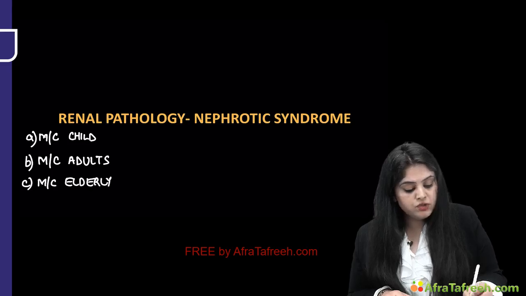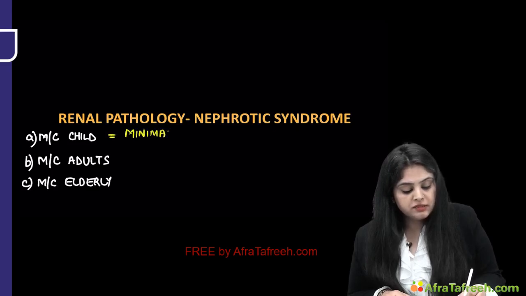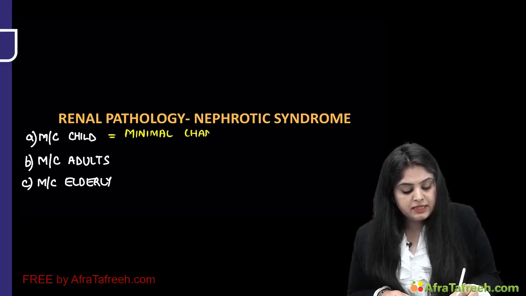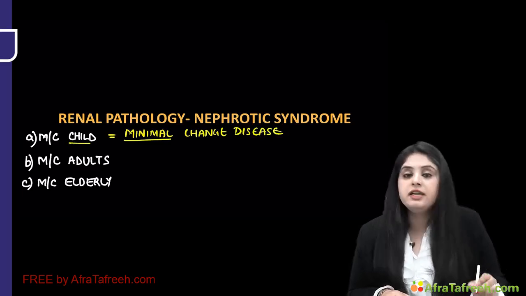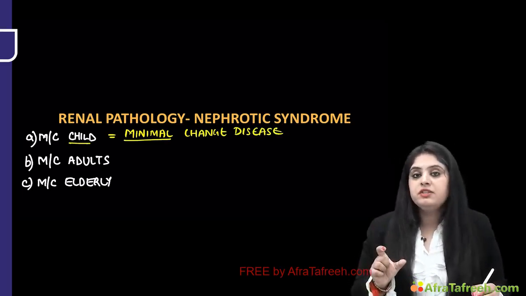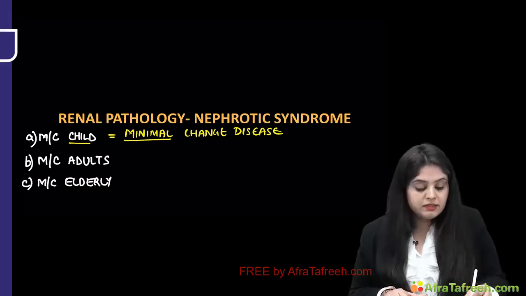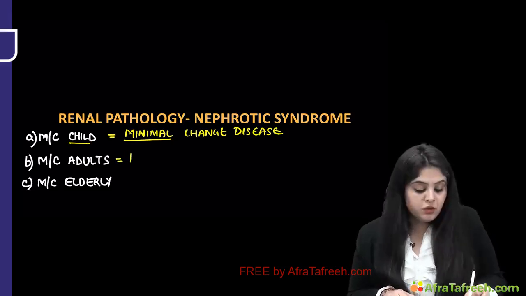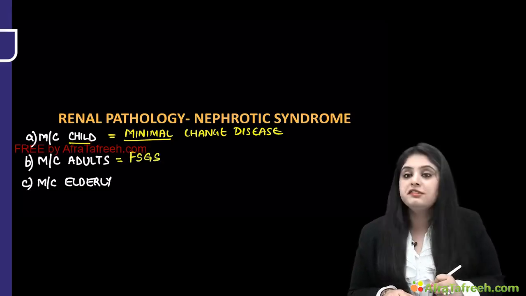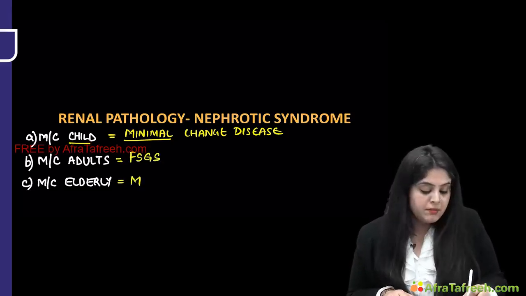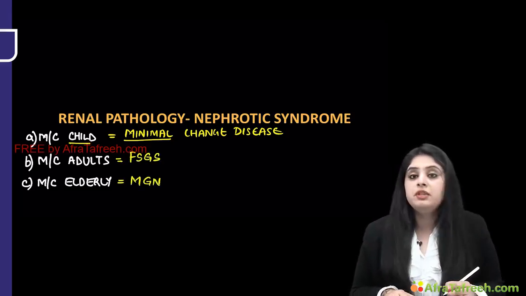So remember, in children, the most common is going to be minimal change disease. It is MCD, that is minimal change disease. So how I have learnt it is, minimal is the name of the disease, minimal will be the age of my child. So minimal age child, minimal age is the minimal change. I'll come back to the others. In adults, it is focal segmental glomerulosclerosis, and in elderly, it is membranous glomerulonephropathy.